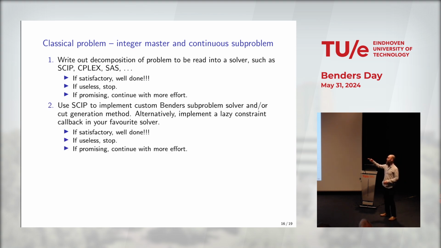If it is promising, then in my case, I'd use SCIP to implement something special, because the effort there isn't so great, or you'd use a lazy constraint callback. They're a bit more effort if you're implementing your own lazy constraint callback. Again, you've got the same questions. If you've done a good job, then great, finish, go home. If it's useless, then stop. But if it's promising, you might want to continue a bit more.